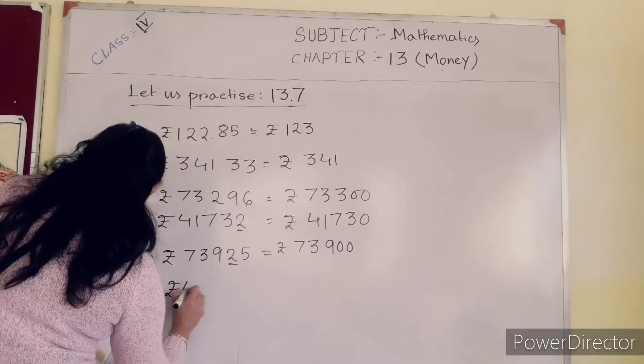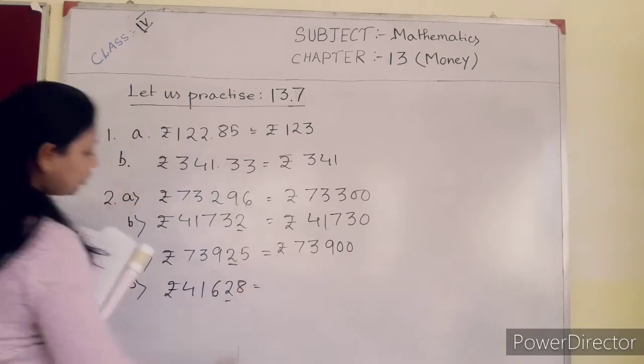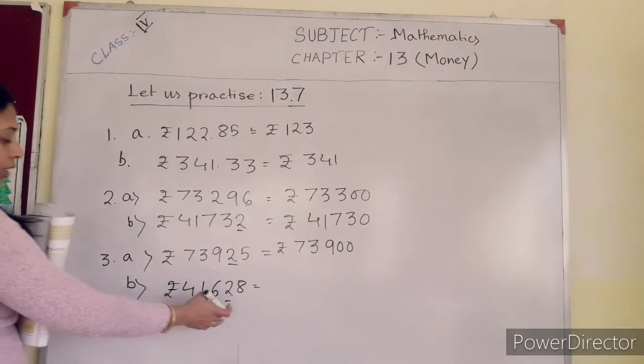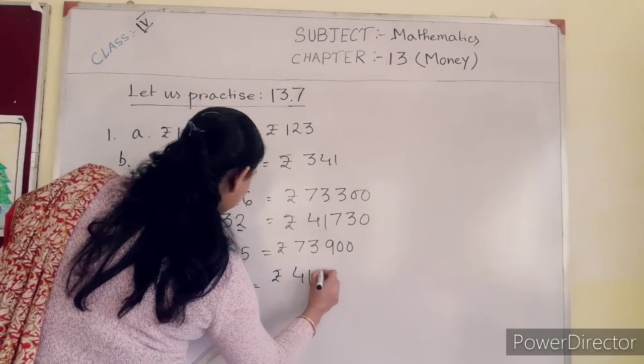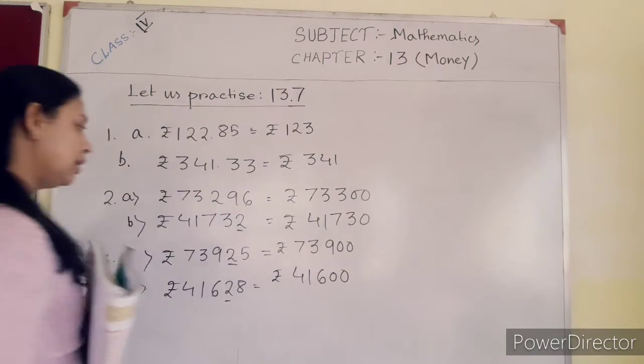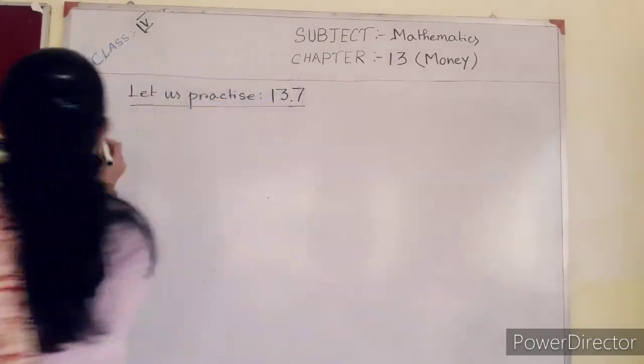Now number B. Rupees 41,628. Again 2 is in 10 place, so it is smaller than 5. So answer is rupees 41,600. Clear? Now number 4. 4A.